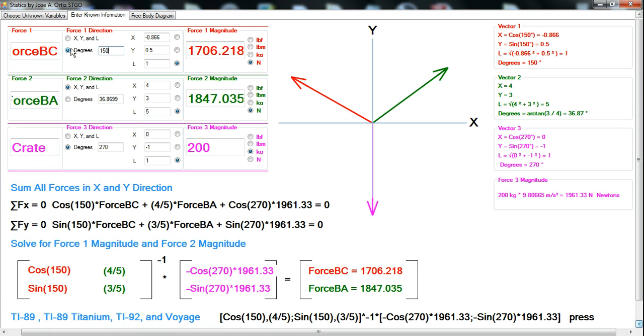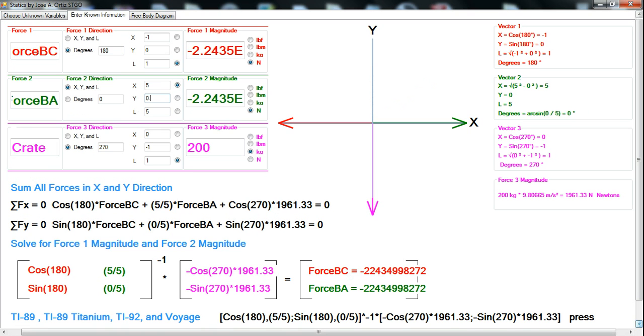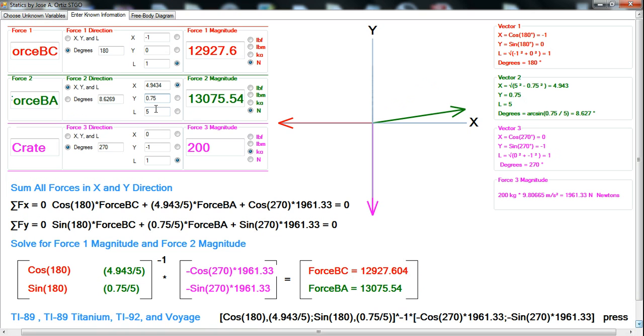So for BC, this is given as degrees, but it's 180 degrees from the positive x-axis. So this is what we're measuring. For force BA, it's given in x, y, and L. And in this case, x is the unknown. We don't know what it is, but we're given that y is 0.75 and the length is 1.5.